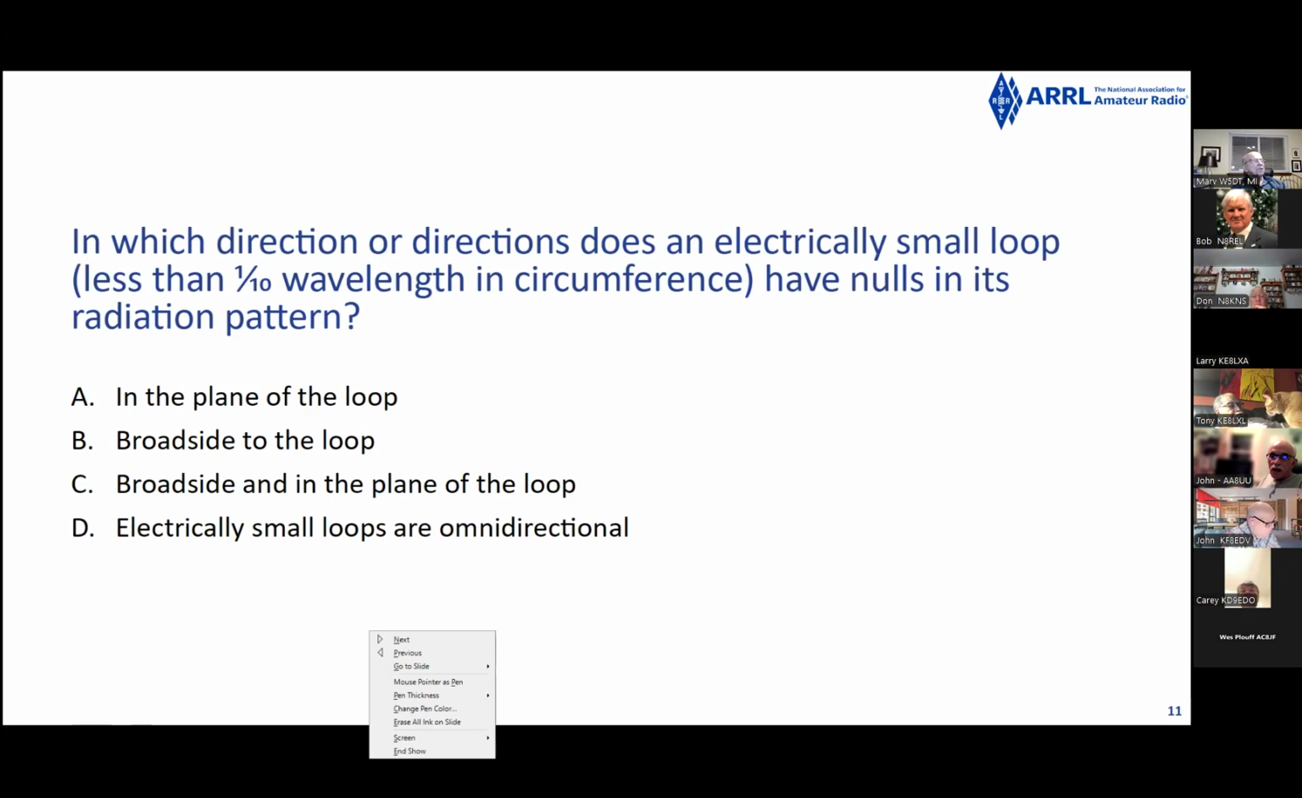In which direction or directions does an electrically small loop, less than 1/10 wavelength in circumference, have nulls in its radiation pattern? In the plane of the loop, broadside to the loop, broadside and in the plane of the loop, electrically small loops are omnidirectional. B, broadside to the loop.